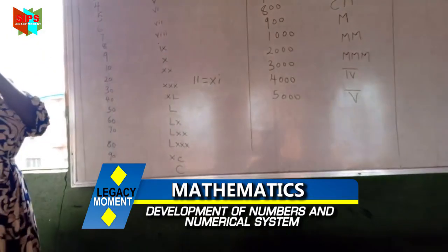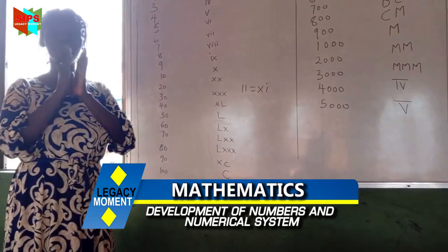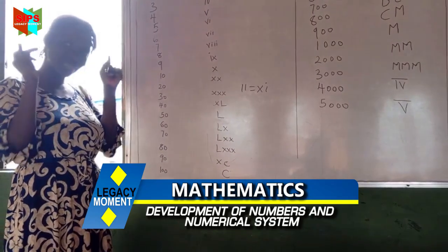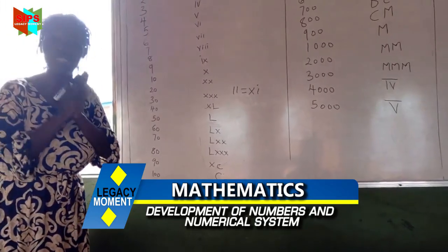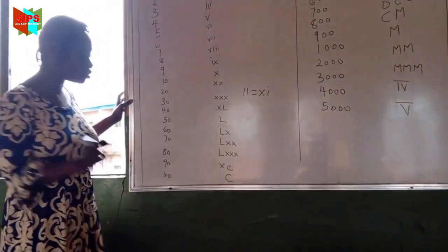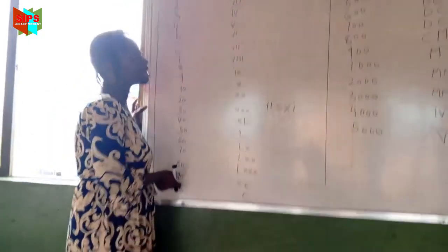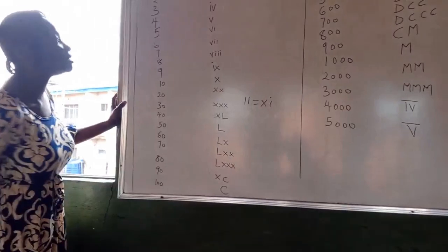Maybe I want you to put to mind your Roman figures 1 to 9. After that, your Roman figure 10, which is X. Then your Roman figure 50, which is L. Then your Roman figure 100, which is C. So 100 minus 10 will give us 90, just as we have it in this case.